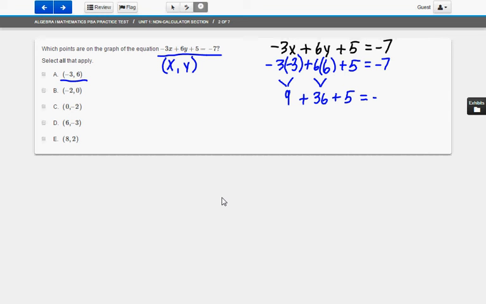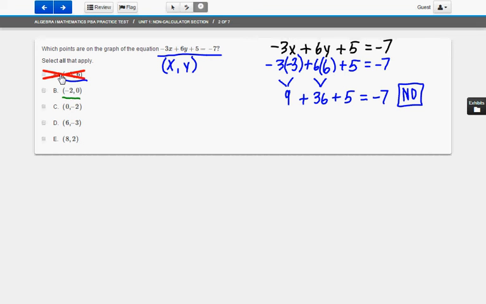plus 5. You don't even need to add those 3 numbers up to know that this is not going to add up to negative 7. So you can select the X icon, the answer eliminator, and we can eliminate choice A. That one did not work.